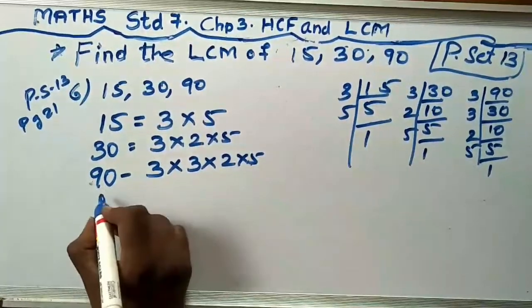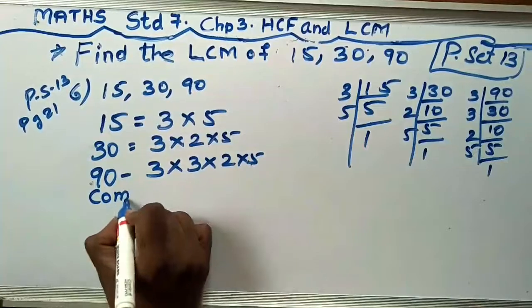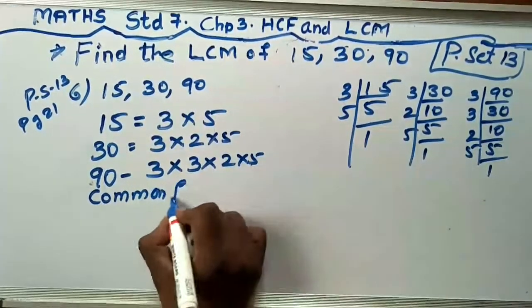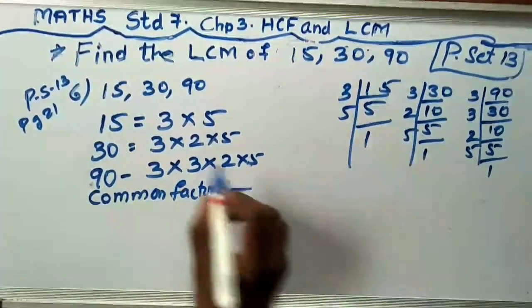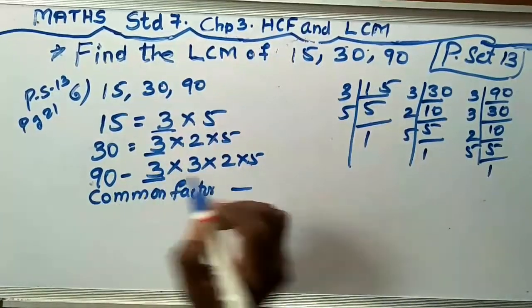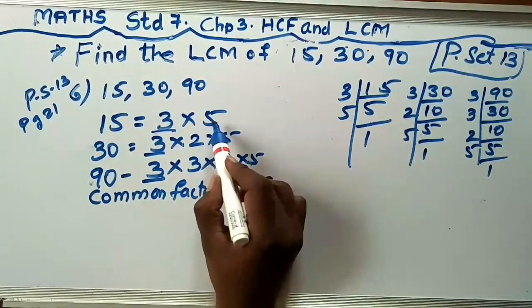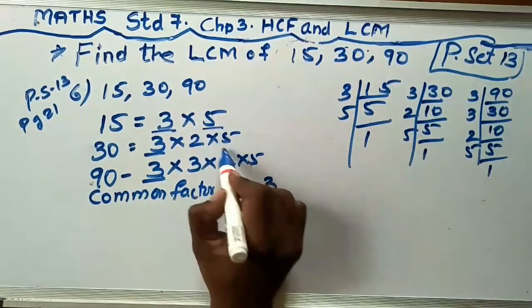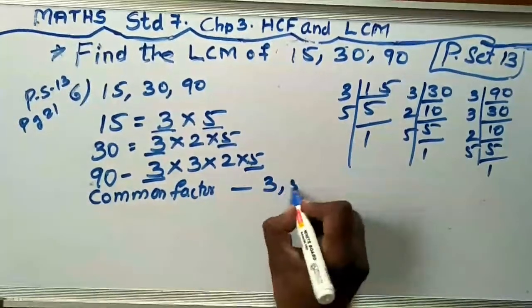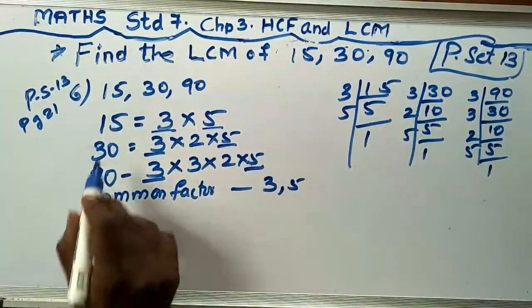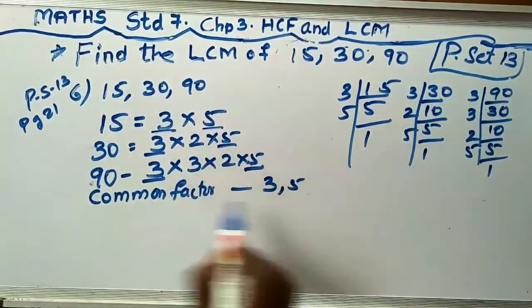Now what you have to find is the common factor in all the three. 3, 3, 3. 3 is common. Then 5 is remaining here. 5, 5, 5. So in all the three, common is 3 and 5.